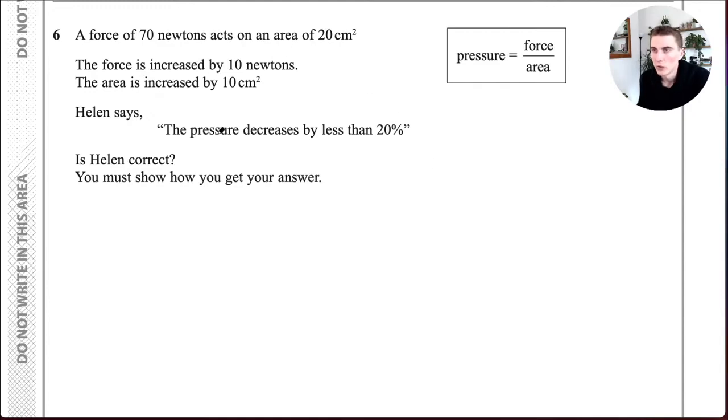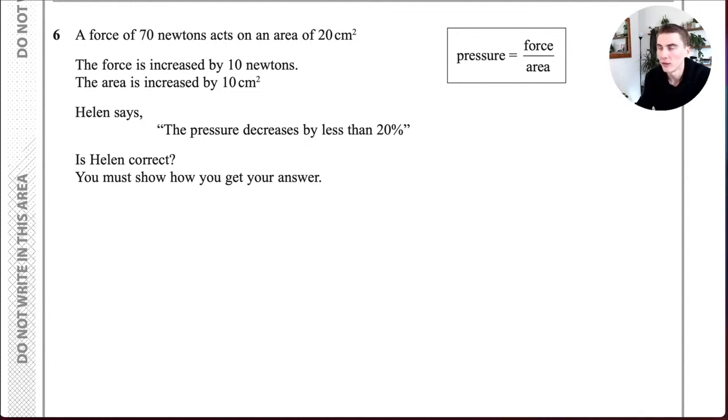Okay, so to work out pressure, we have to use this equation, which they've nicely given us. So basically, if we think about overall what we're going to do for this question, it's find out the pressure originally, and then find out the pressure again after those changes have been made. And then we can see, has the pressure decreased by more than 20% or less than 20%? So these are our initial conditions, 70 and 20.